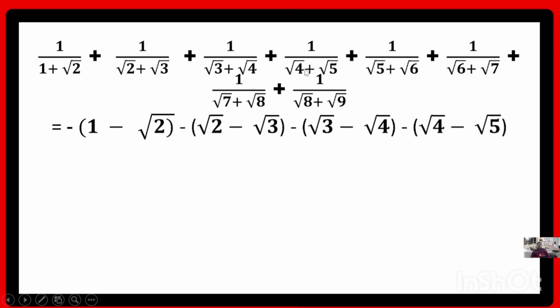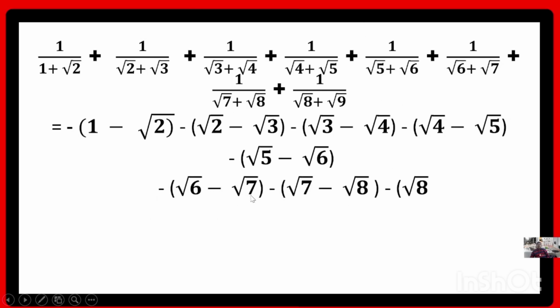In place of 1 upon root 4 plus root 5, we have to write minus of root 4 minus root 5. In a similar manner, in place of 1 upon root 5 plus root 6, it will be minus of root 5 minus root 6. Similarly, in place of 1 upon root 6 plus root 7, we can write minus of root 6 minus root 7, and 1 upon root 7 plus root 8 will be minus of root 7 minus root 8. Already we have simplified it. Just in place of 1 upon root 8 plus root 9, we have to write minus of root 8 minus root 9.